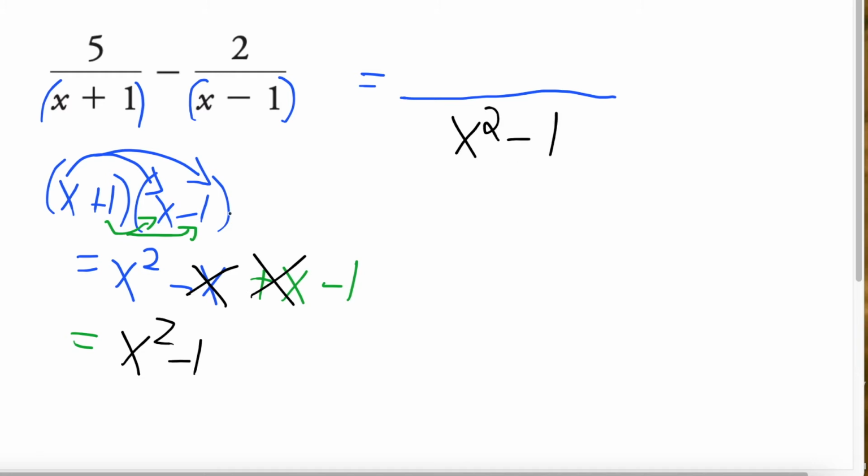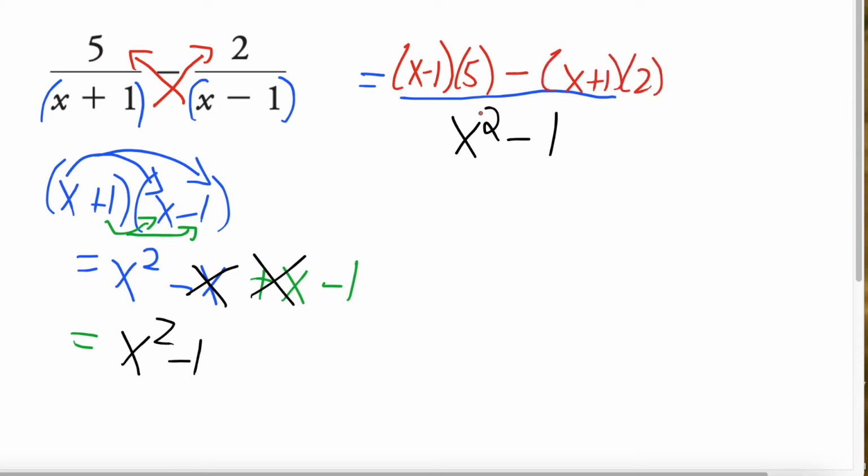So now that we know that, we have to do the cross multiplication. So we have to do x minus 1 times 5, then x plus 1 times 2. And that can be written as x minus 1 times 5 minus x plus 1 times 2. So now let's go ahead and do that really quick.